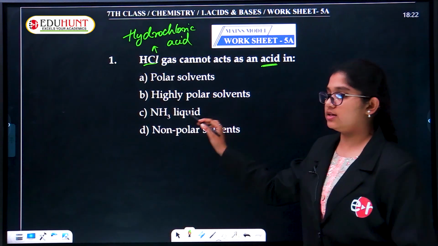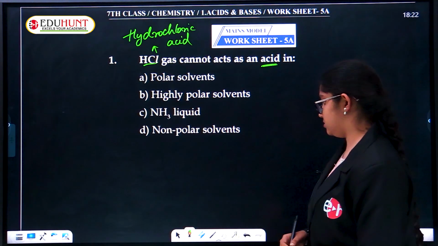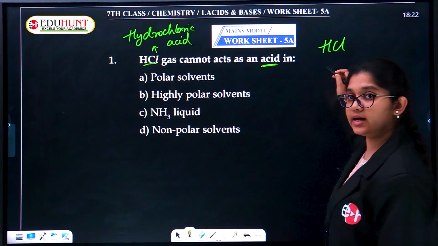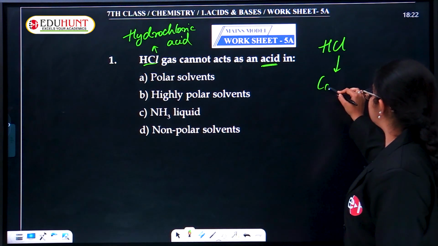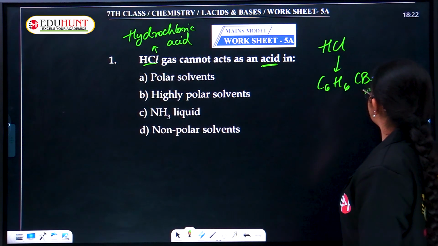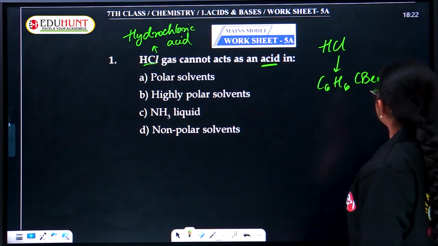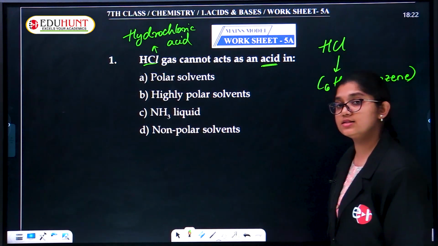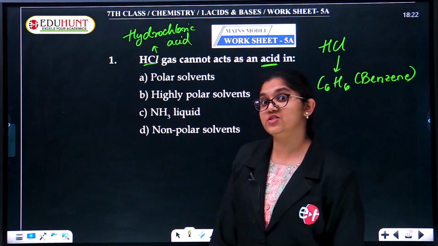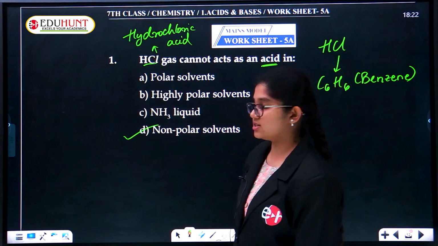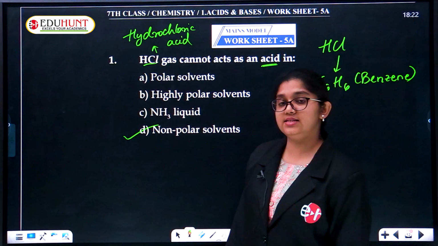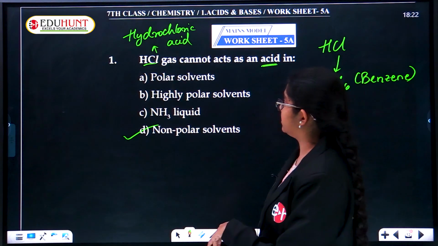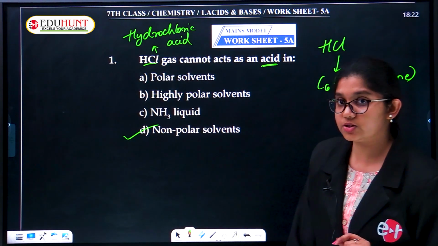This concept we did in the Arrhenius theory concept. I told you there that HCl can't act as an acid when reacted with benzene, C6H6. Did you remember that concept, children? So what is C6H6? Is it a polar solvent? No, then what is that? Yes, non-polar solvent. So HCl cannot act as an acid in the non-polar solvent. The option is D.